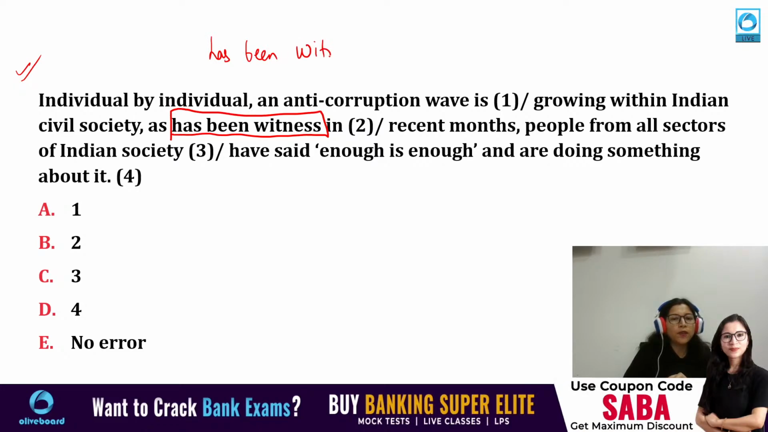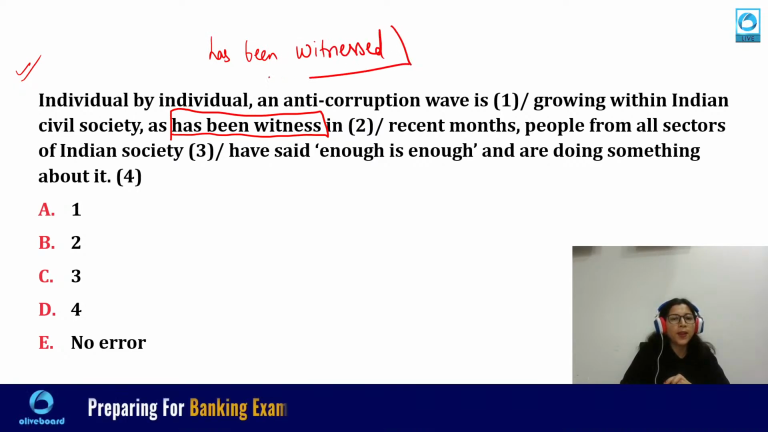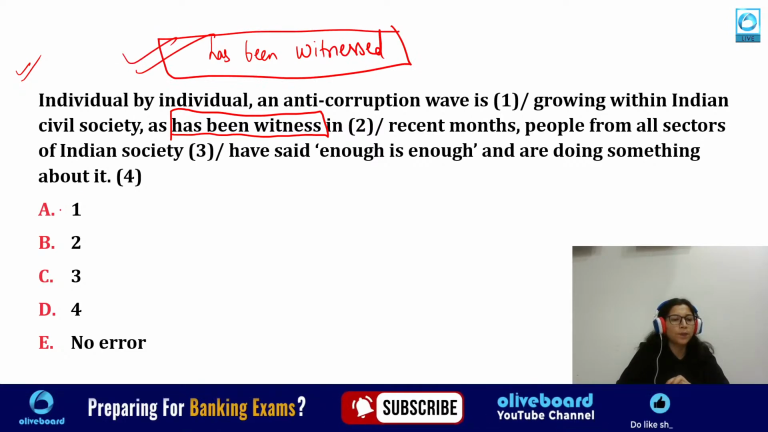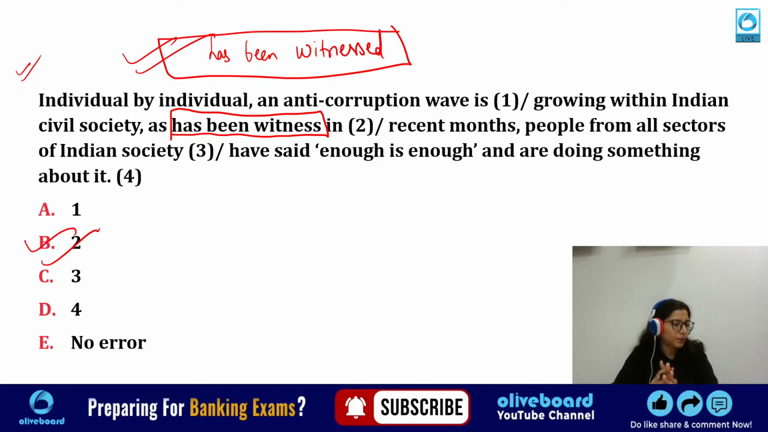Now, no need to read the further sentence because you know the error will be in any one part only, and this part is confirmed. So B is the answer. B is the answer. Correct, everyone. Very good.